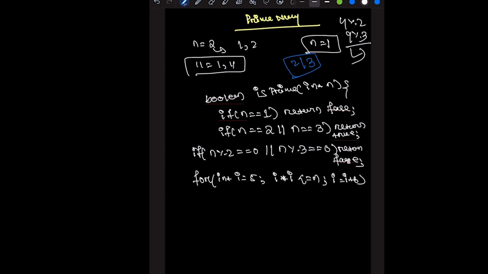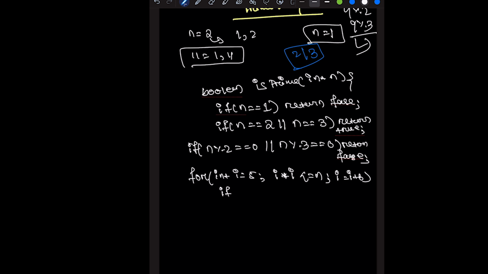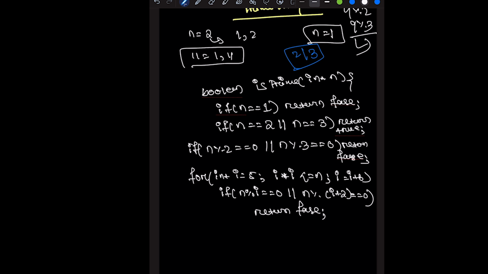Don't worry. Then we write another condition: if n modulo i equals 0 or n modulo i plus 2, meaning 7 since i is 5 and i plus 2 is 7, equals 0, then return false. Otherwise, return true.